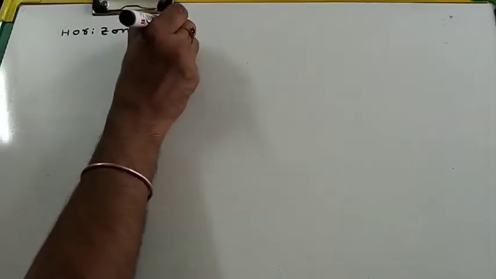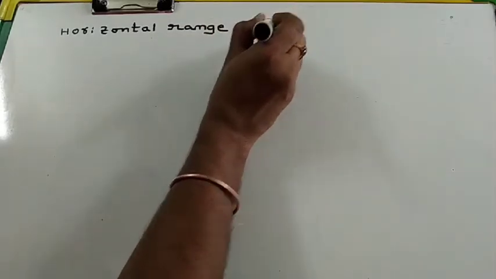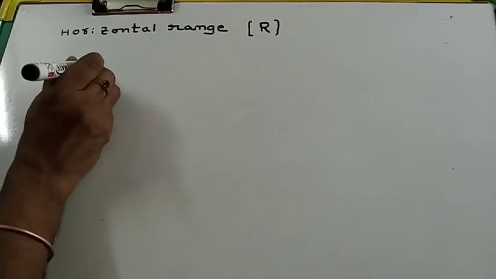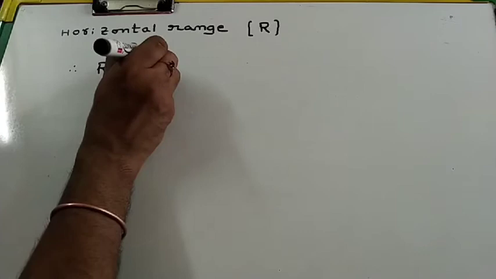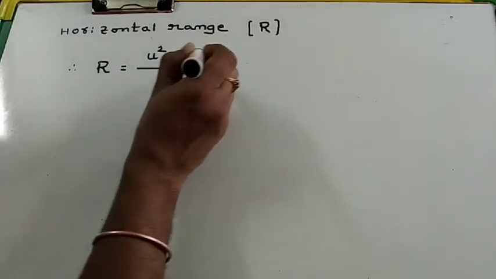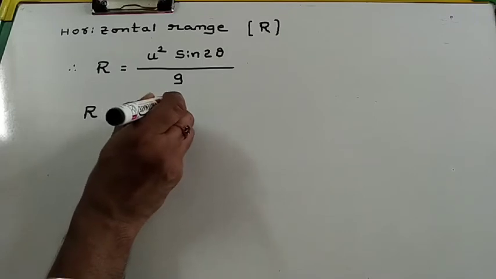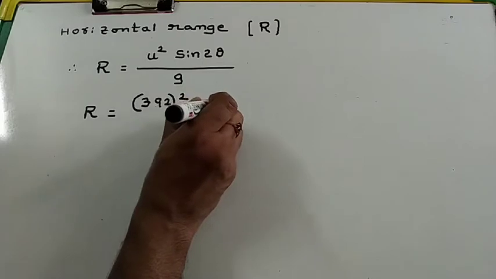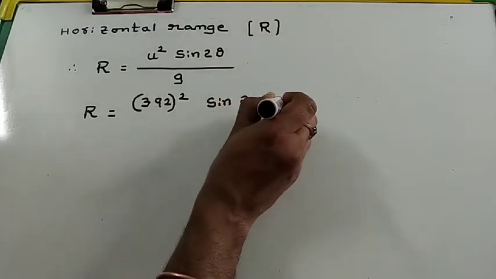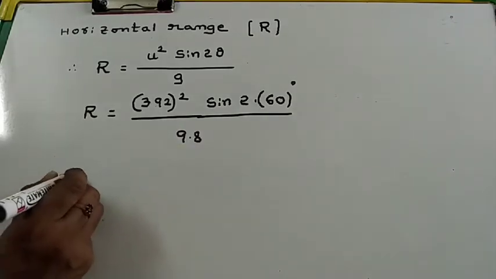Now, horizontal range, that is capital R. Therefore, capital R is equal to u square sine 2 theta whole by g. Capital R is equal to u, 392, whole square into sine 2 into theta, 60 degrees, whole by g value, 9.8.